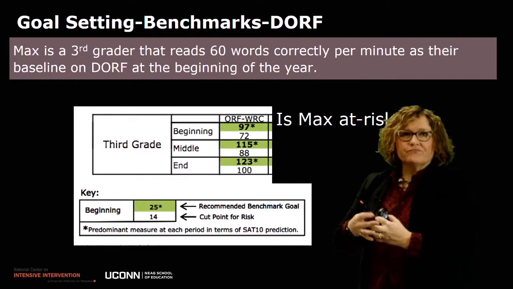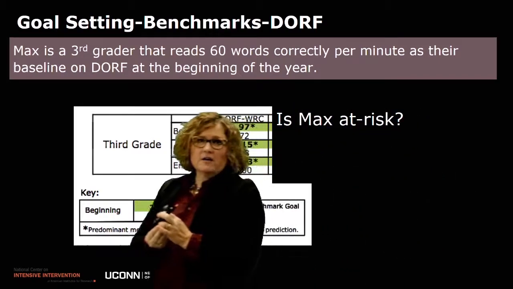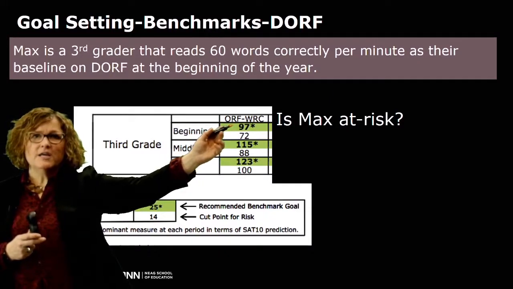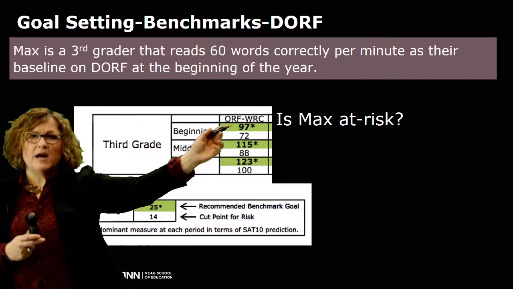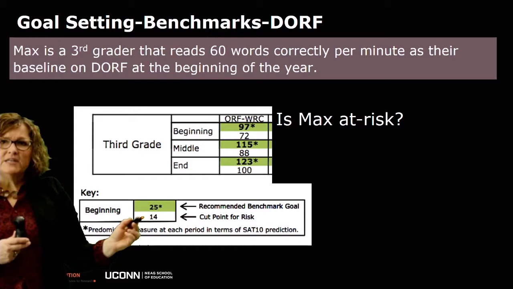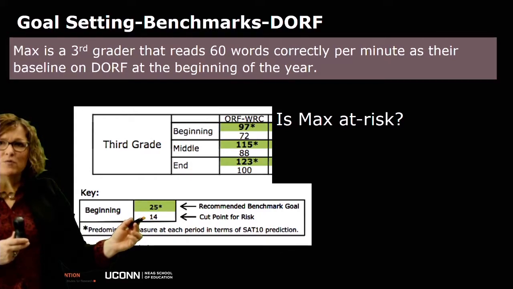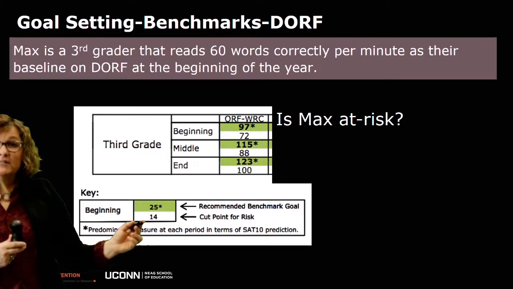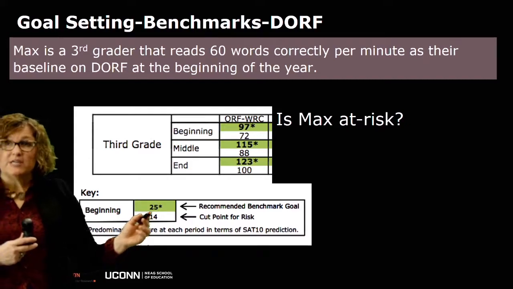at, so if we look over here, 3rd graders at the beginning of the year, their recommended benchmark goal is in the green. The cut point for risk is in the white, okay? So green is where we would hope they would be. White is where, if they're not to that point, there would likely be some risk for that particular student.